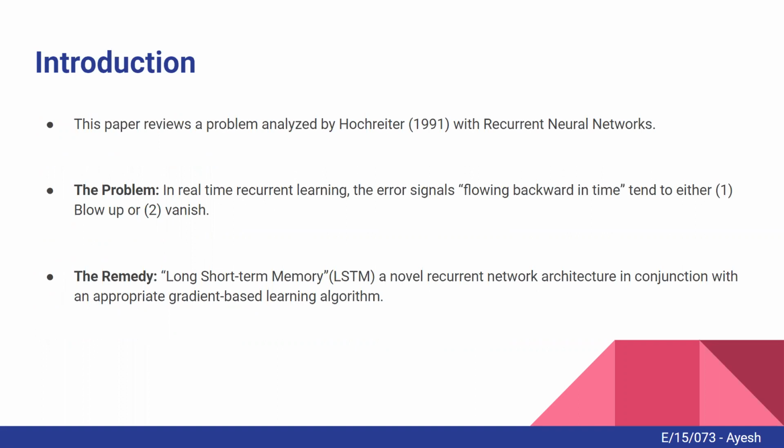This paper reviews a problem emphasized by Hochreiter with recurrent neural networks. The problem they emphasize in this research paper is that in real-time recurrent learning, the error signals flowing backward in time tend to either blow up or vanish. We will explain the process in the latter part of the presentation. The remedy or solution they implement for this problem is long short-term memory, a new network architecture in conjunction with an appropriate gradient-based learning algorithm.